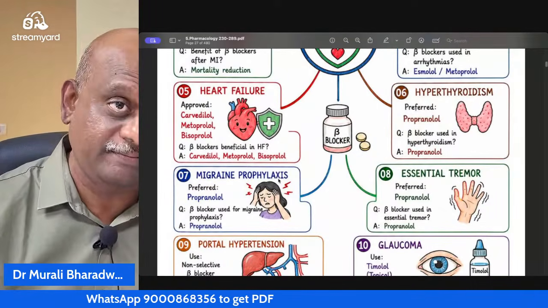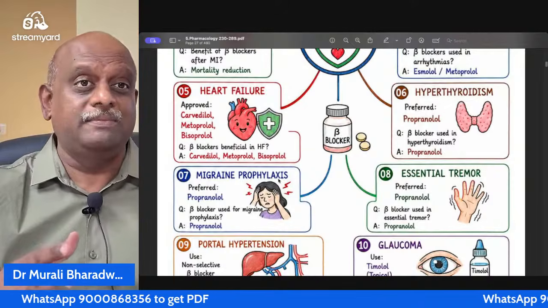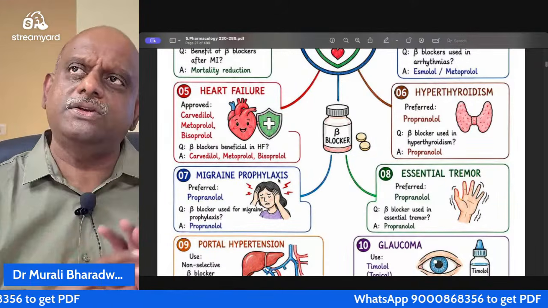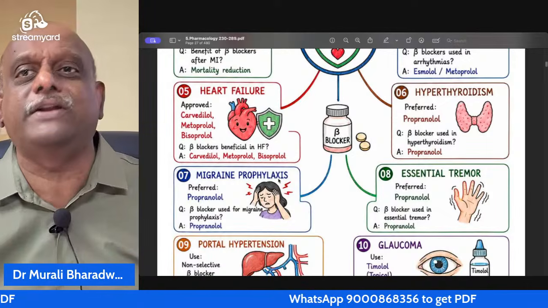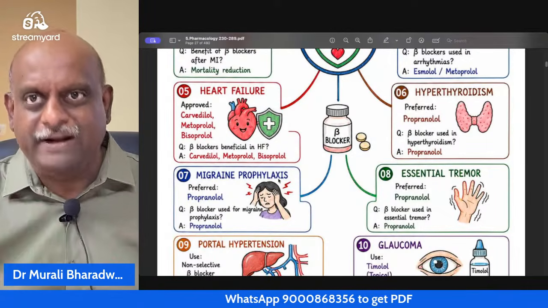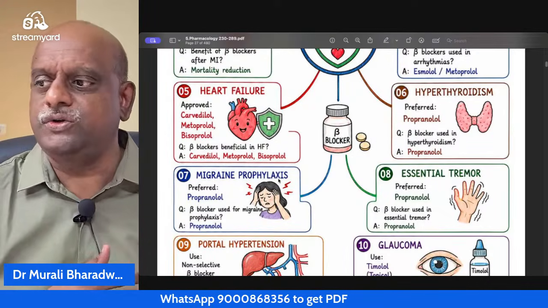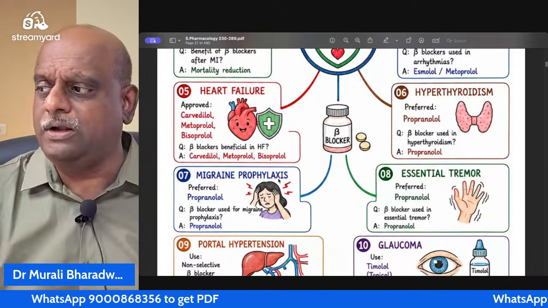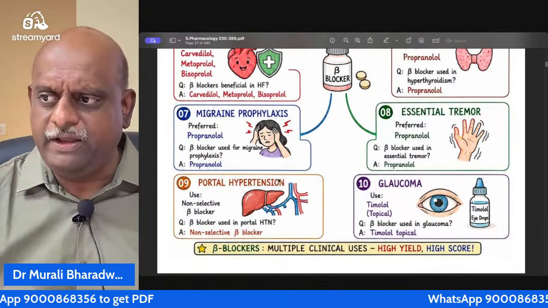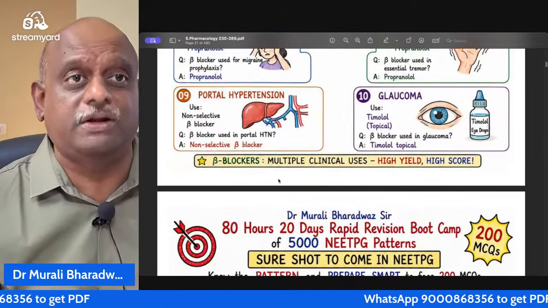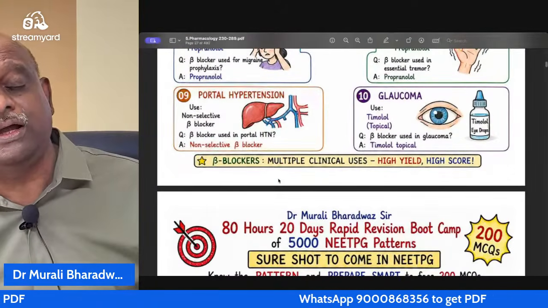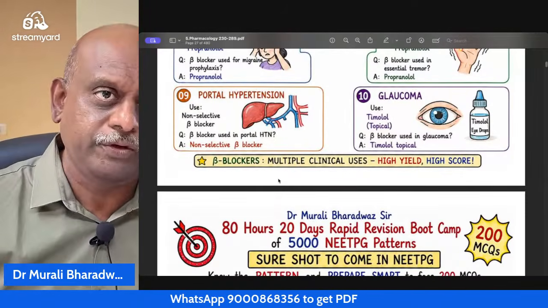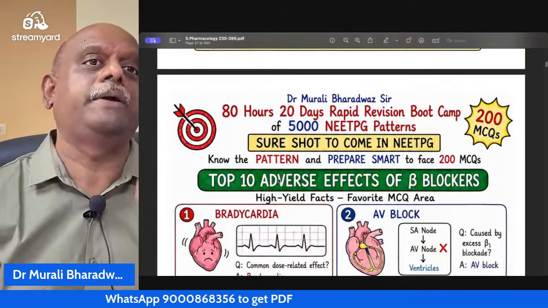One of the favorite questions. In hyperthyroidism, we give propranolol. Why? Propranolol decreases T4 to T3 conversion peripherally. That is the reason it is useful in hyperthyroidism. In migraine prophylaxis, we give propranolol. Essential tremor, we give propranolol. Portal hypertension, we give the non-selective beta blocker, which is the nadolol, which is very long-acting, is the one which we give. So they are the therapeutic uses.